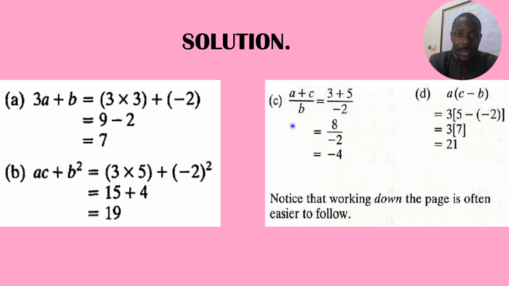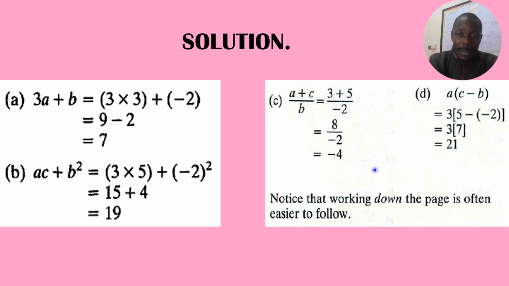Okay, so a plus c over b, now we're going to have a is 3 plus c is 5 over our b is negative 2, which is going to give us 3 add 5, you get 8. So 8 divided by negative 2, so you discover that a negative into a positive number, the result is always going to be a negative. That's the reason why here we have negative 4, as you can see there.